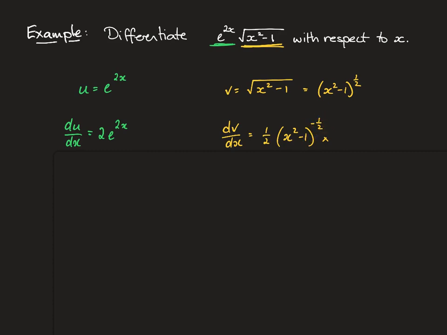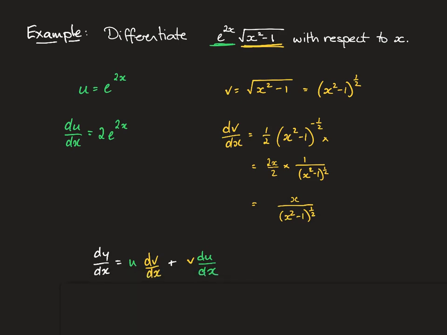And then you multiply by the derivative of the inner, which is 2x. Simplifying this, we get 2x on 2 times by 1 over our square root, which simplifies to just x over our square root function. So next step, let's use the product rule.